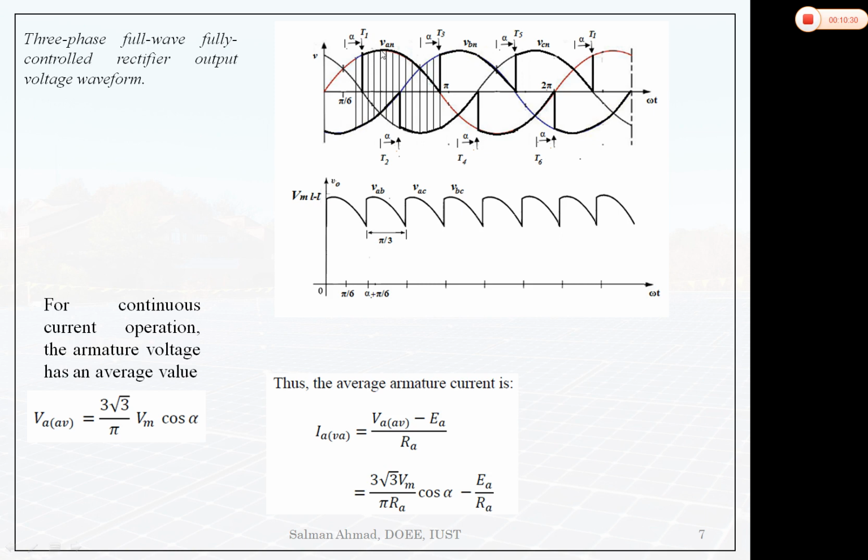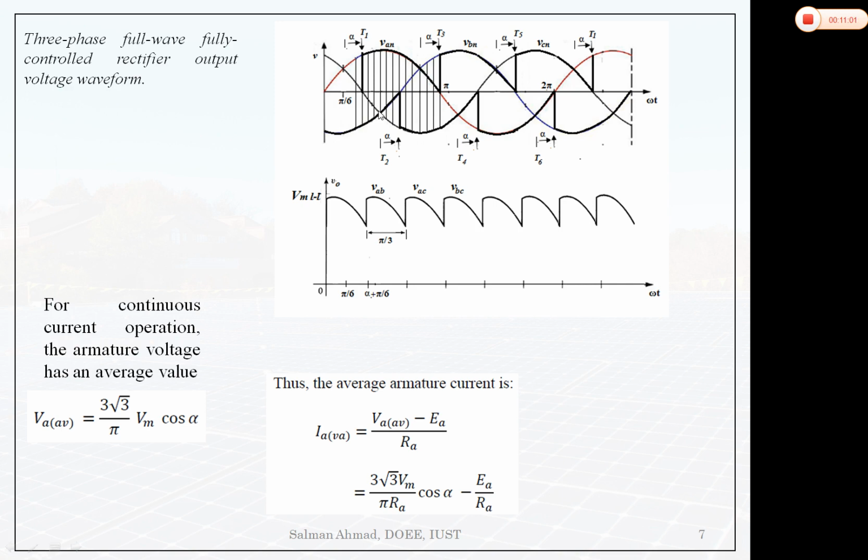It will conduct up to here, but the second thyristor is not triggered, so it will continue conducting, because this is an RLE circuit and if current is flowing, the thyristor will continue to conduct. Similarly, from the bottom group, see here VBN is most negative and it is triggered. It is conducting.